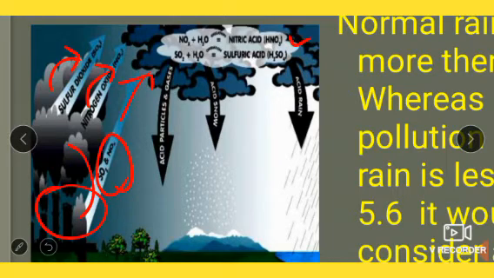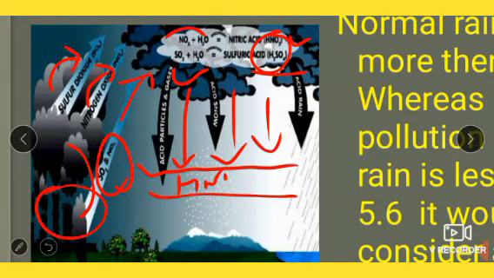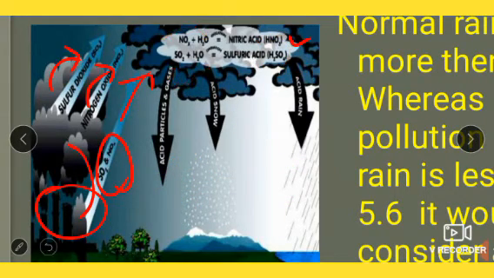So this reaction is occurring. NO2 reacts with H2O to form nitric acid. SO2 reacts with H2O to form sulfuric acid. And due to this nitric acid and sulfuric acid, it is now falling down. When it falls with the rain, the layer of HNO3 and H2SO4 mixes with the rain and falls on the earth.